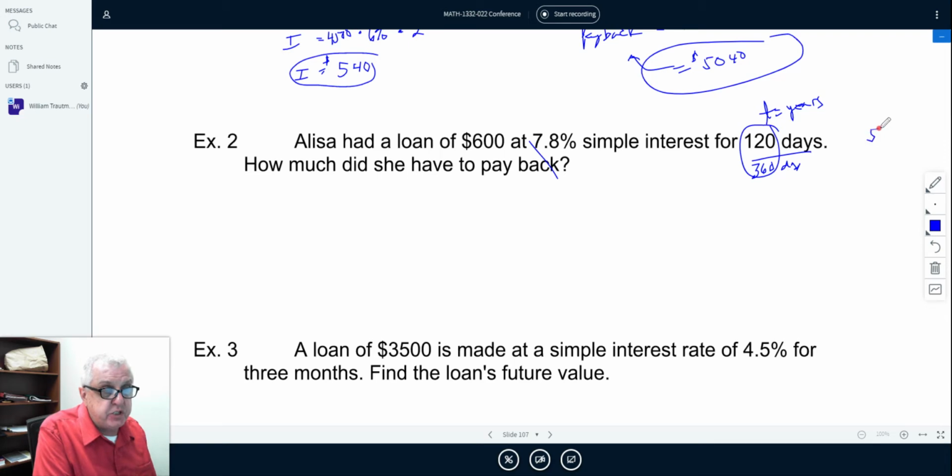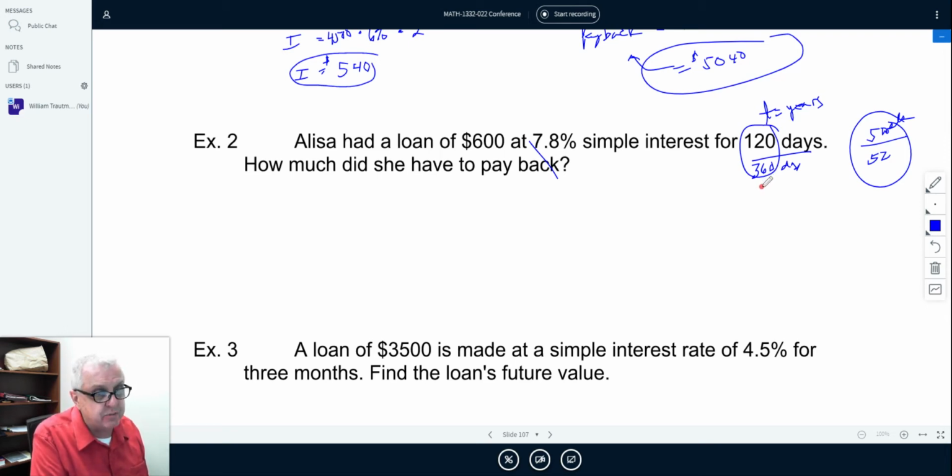If you said 5 weeks, then it'd be 5 over 52 weeks, because there's 52 weeks in a year. But since we're dealing with days, we call it banker's days, or a banker's year. We just round 362 or 363 to 360. So time is 120 over 360. How much did she have to pay back?